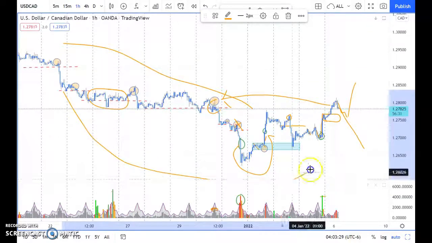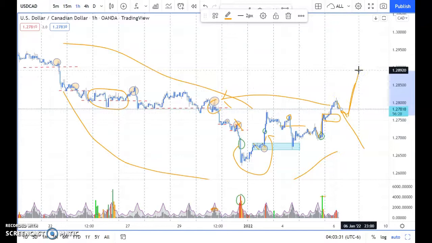I think this could be a turnaround for a buy.